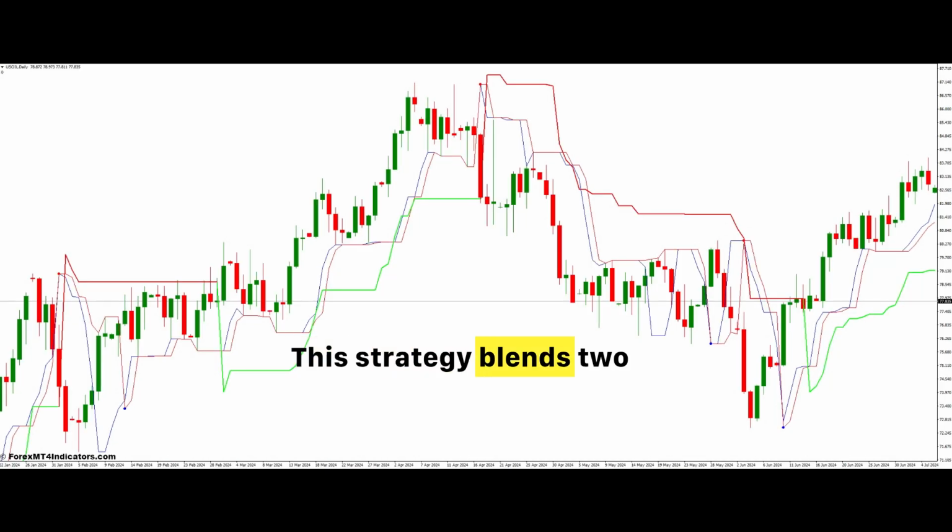This strategy blends two powerful tools: a trend direction filter, to know when price is trending up or down; and the Kolier SuperTrend indicator, a trend-based signal that gives precise entry and exit cues.